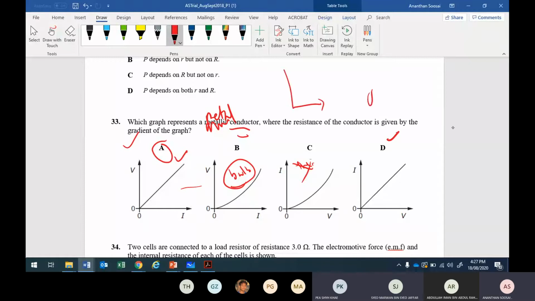What is meant by ohmic conductor? It obeys Ohm's law. A conductor that obeys Ohm's law, therefore they also call it an ohmic conductor. Ohmic conductor means the VI graph must be a straight line passing through the origin. That is an ohmic conductor.